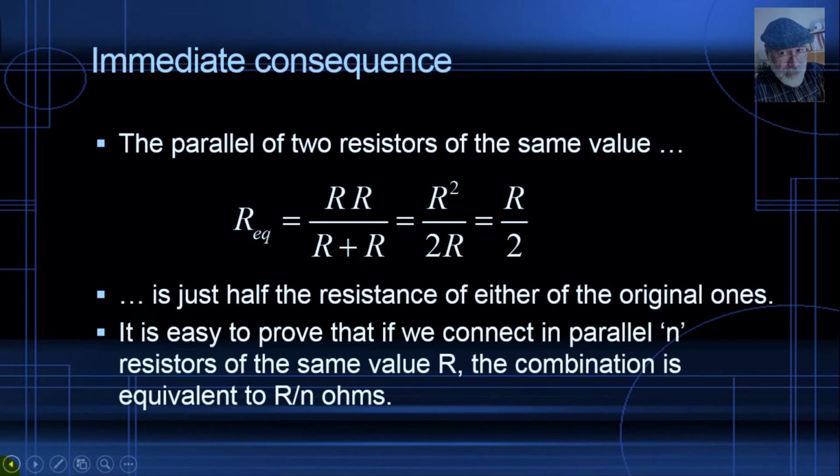It's easy to demonstrate, and I leave that to you as an assignment, a homework, that if you connect n resistors of the same value R, each one of them, in parallel, they are equivalent to a smaller resistance value of R divided by N. For instance, if you connect 3 resistors of 1000 ohms each in parallel, the equivalent is a single resistor of 333 ohms.